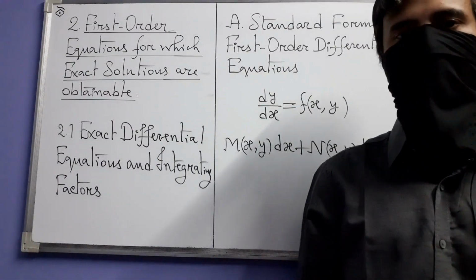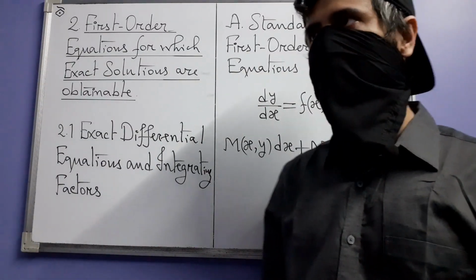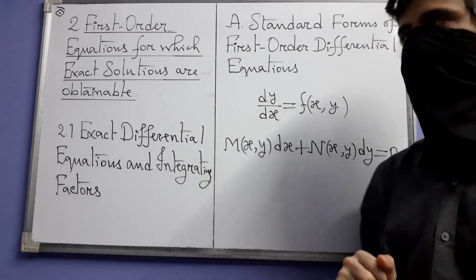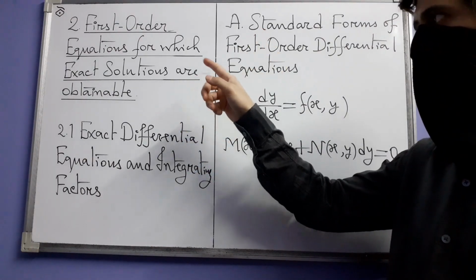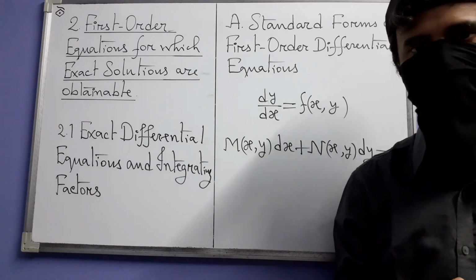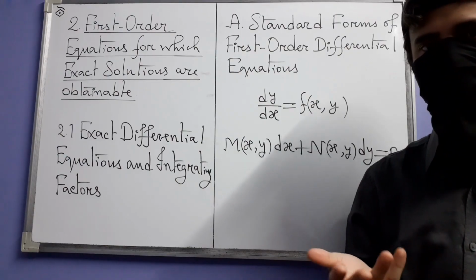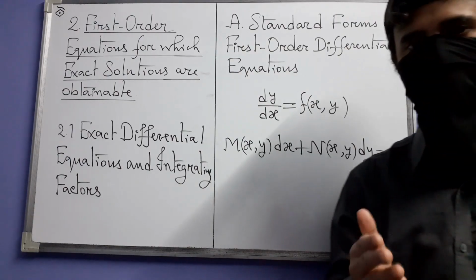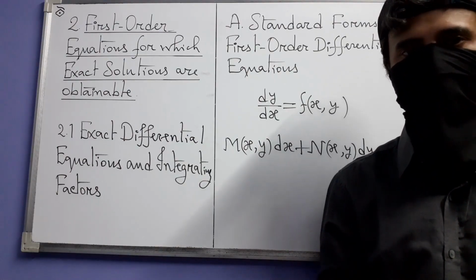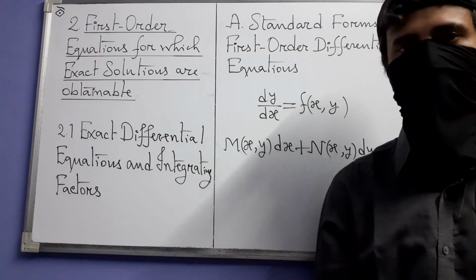Let us next start chapter 2. You can see that the title itself says what we are going to do here. First order equations for which exact solutions are obtainable. We have already seen that not every differential equation can be expected to have exact solutions. We discussed about it in the first chapter itself.